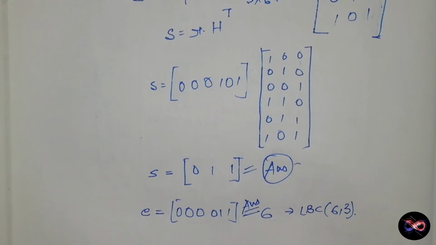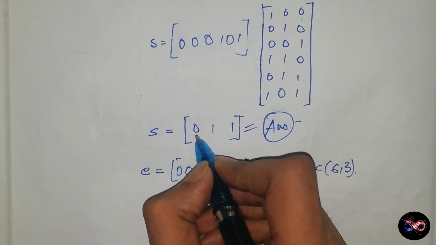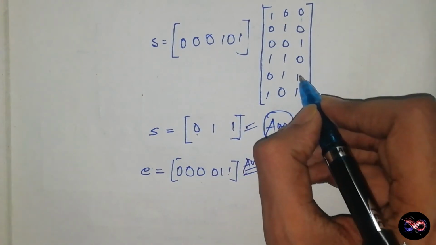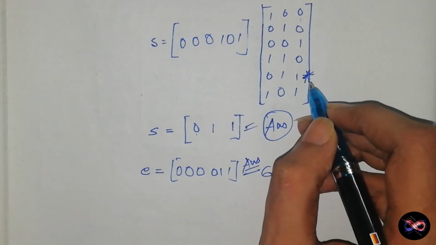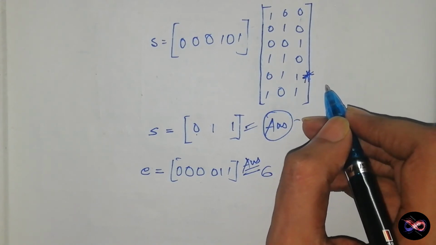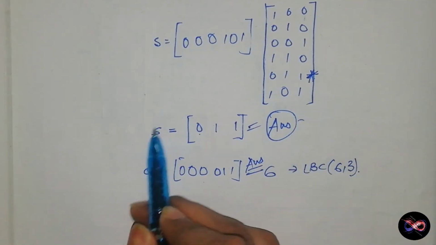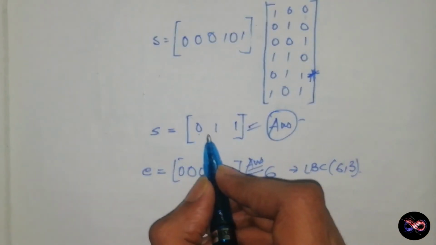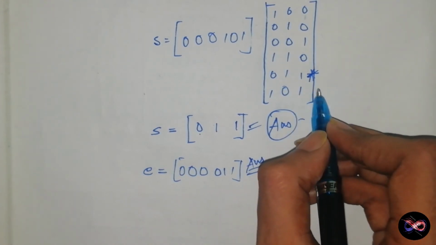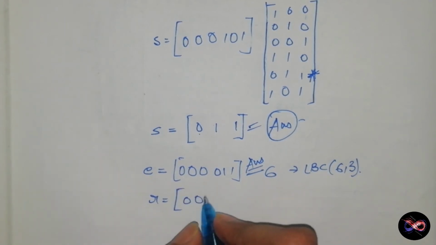Now at last we are required to calculate the transmitted bit, the actual code that we have transmitted. So we can see that the syndrome 011 matches with the 5th bit of the H transpose matrix. So it is confirmed that the error lies in the 5th bit of the received code. Always remember, the error will be in that bit which matches with the syndrome value, and the matrix that we will consider will be H transpose. So the error is in the 5th bit of the received code.